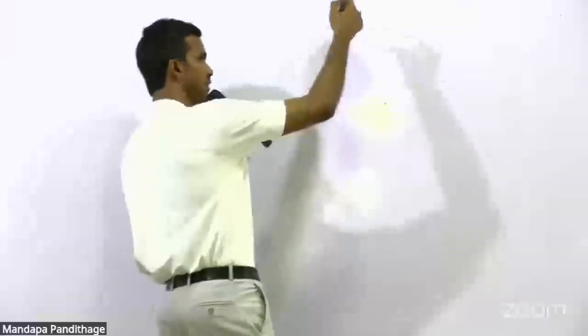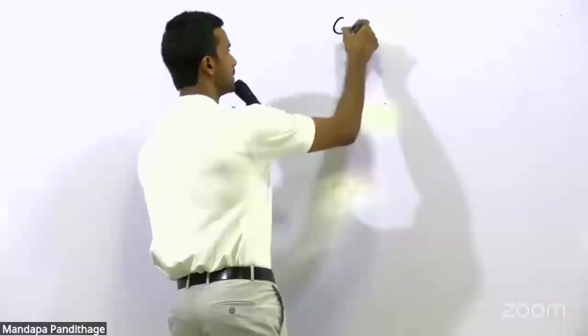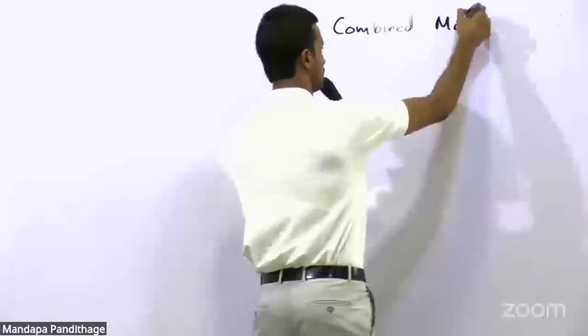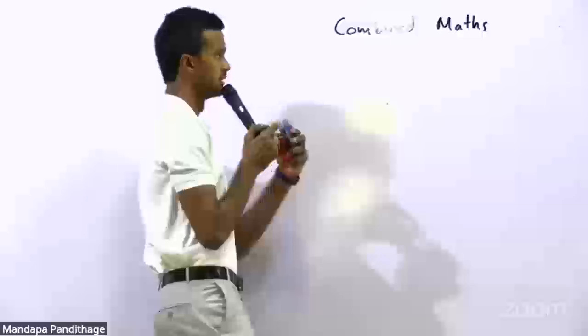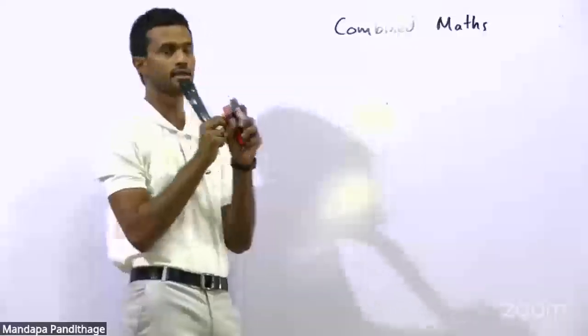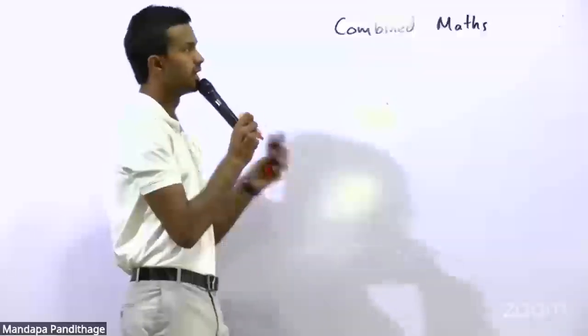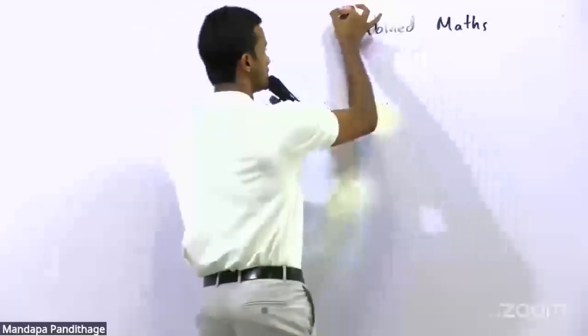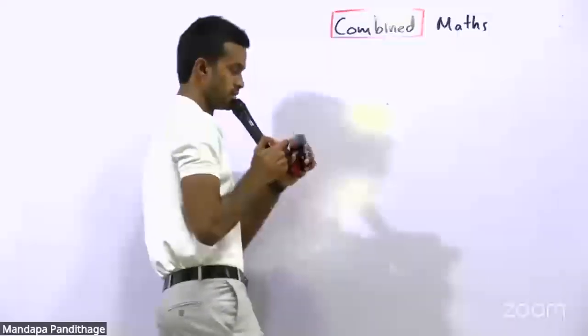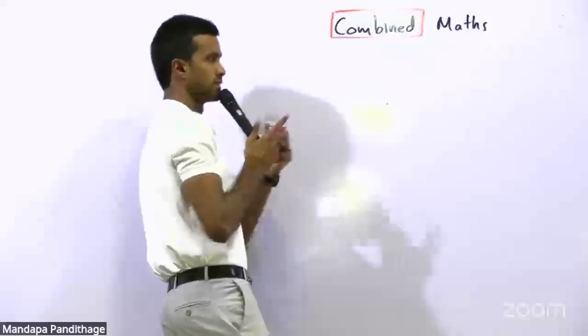Today we'll be starting a new lesson and we are going to commence applied maths. As discussed in the beginning of the class, the word combined in combined maths comes because of the combination of two components. Combined maths is not a subject in maths. It is something that we have made by combining two components in maths: one is pure maths and the other is applied maths. That's why we have the subject called combined maths.